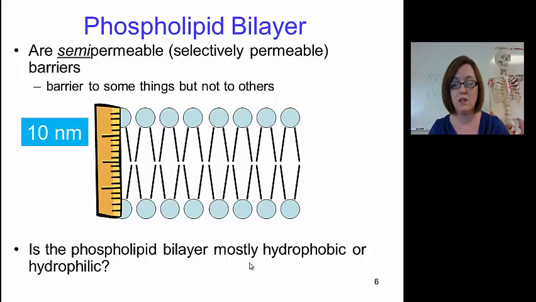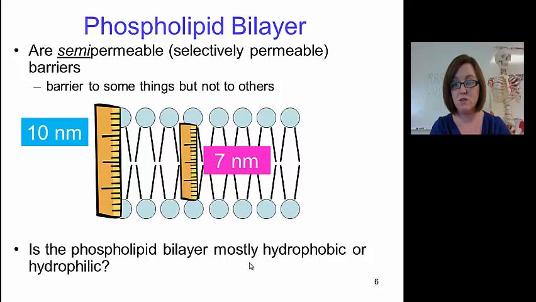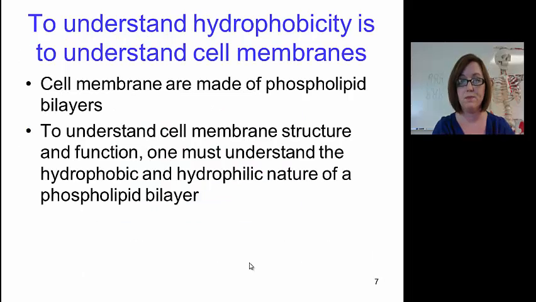So how much of that whole 10 nanometer length or width, whatever you want to call it, is hydrophobic? It's maybe about 70%, like 7 nanometers. So roughly about 70% of a phospholipid bilayer is hydrophobic. So most of the phospholipid bilayer is hydrophobic. To understand hydrophobicity is to understand cell membranes. Cell membranes are made of phospholipid bilayers, and to understand cell membrane structure and function, we have to understand the hydrophobic, hydrophilic nature of the phospholipid bilayer.